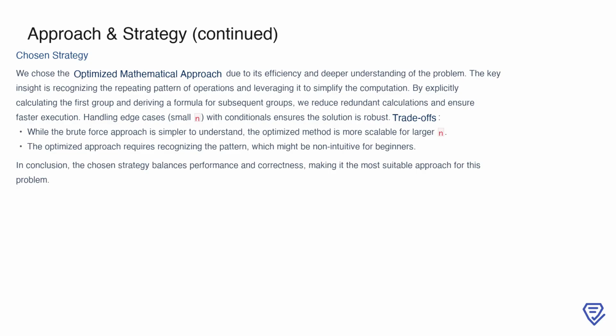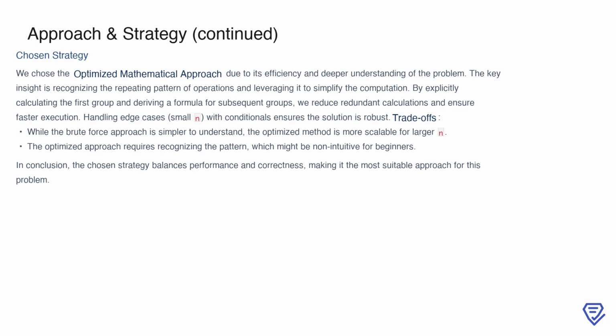While the brute force approach is simpler and more intuitive, its inefficiency for larger inputs makes it less practical. On the other hand, the optimized method requires a deeper understanding of the problem but offers significant performance benefits. Overall, this strategy strikes a balance between correctness and efficiency, making it the most suitable choice for tackling the clumsy factorial problem.